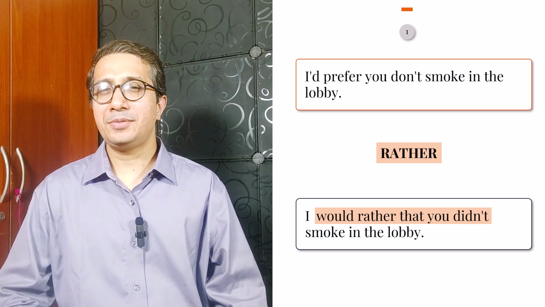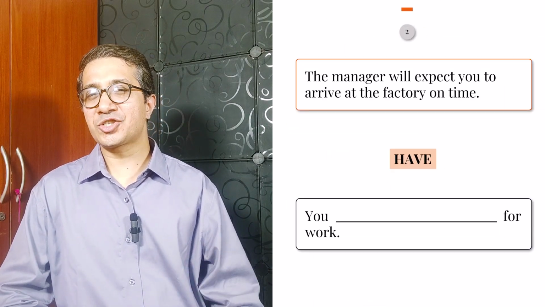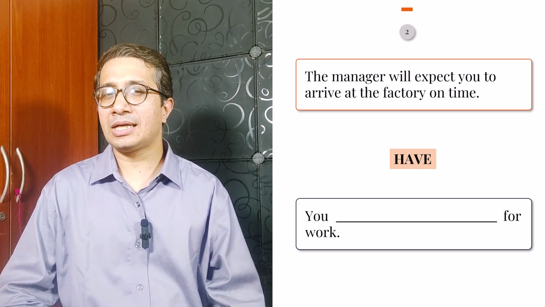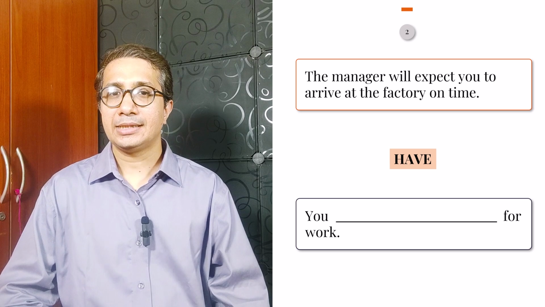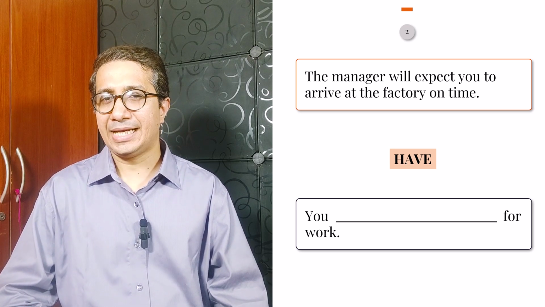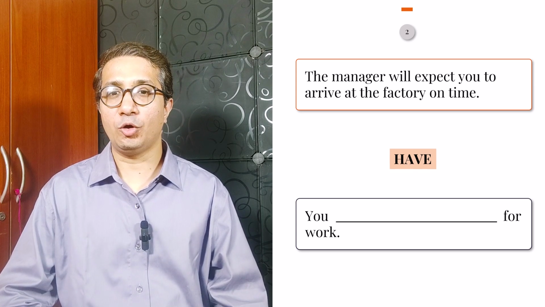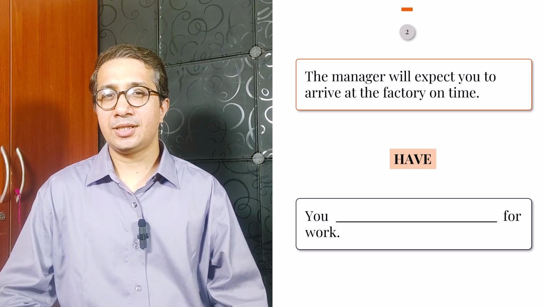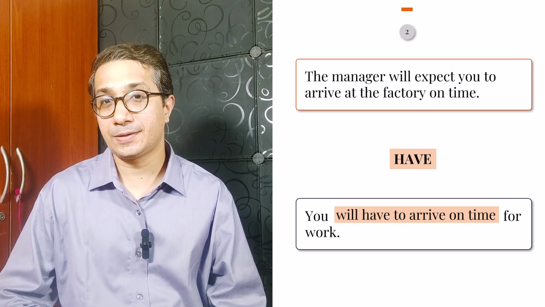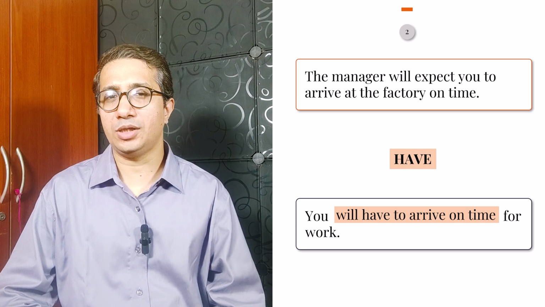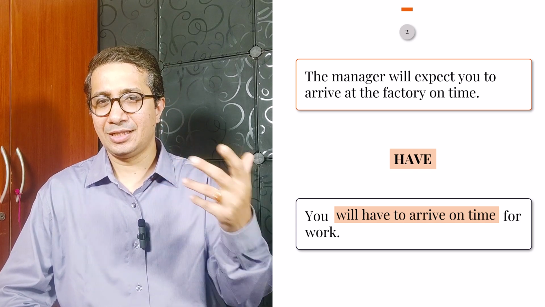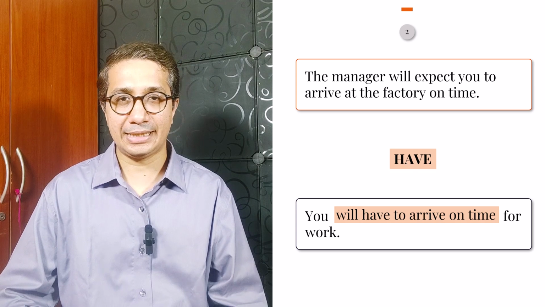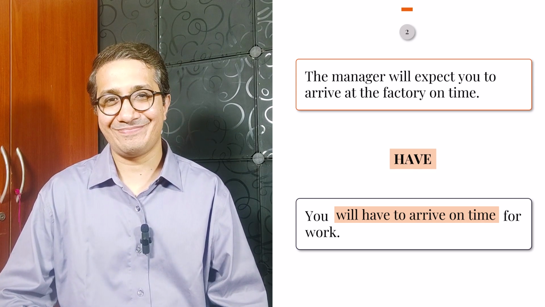Okay. Number 2, the manager will expect you to arrive at the factory on time. The keyword is have. And the second sentence, you for work. Answer, you will have to arrive on time for work. Is that clear? Good. Or you could also say you will have to arrive on time at the factory. For work at the factory, contextually it's the same.